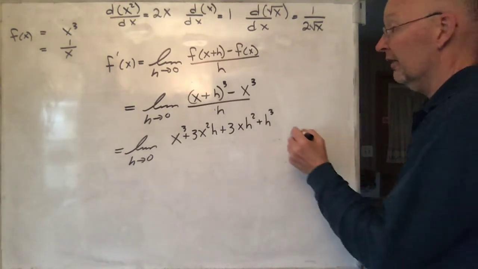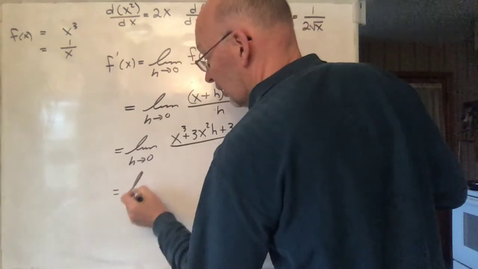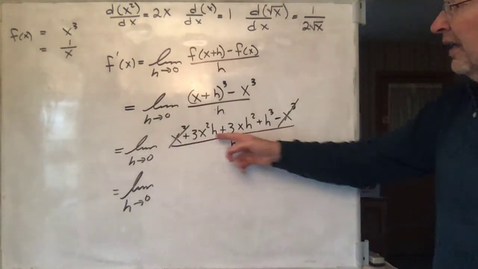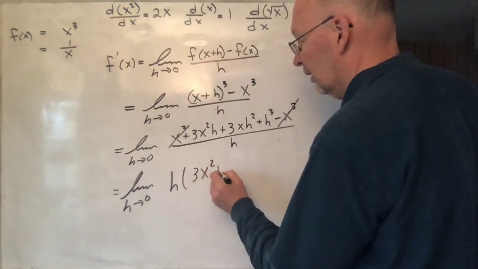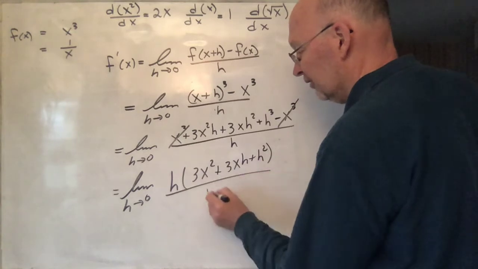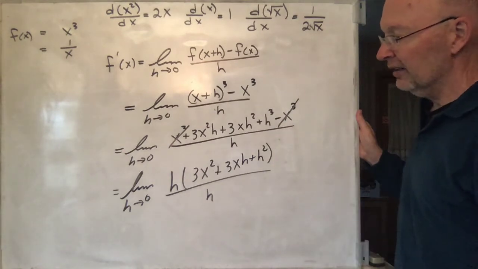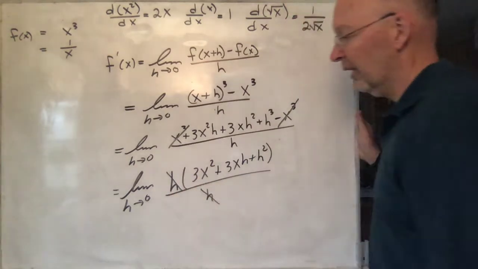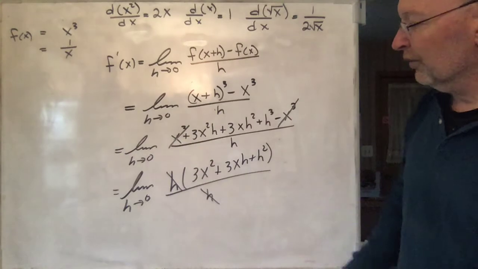And now what do we do? We subtract off the x cubed and divide it by h. And what happens? Limit as h goes to 0. Notice the x cubed terms cancel out. Then I can factor an h out of the top. If we factor an h out of the top, we're left with 3x squared plus 3xh plus h squared, all divided by h. And now, again, at this point, it's 0 over 0, so it's undefined at 0, but we're just taking the limit as h approaches 0. So for everything right up until 0, this thing is going to cancel with that. And so the limit, you don't care what happens at 0, you just care what happens as you get close to 0. So you can divide those out, and now what happens?